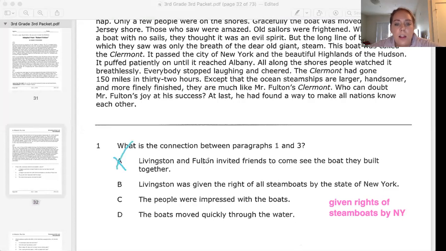Livingston was given the right of all steamboats by the state of New York. Well, that was mentioned in both paragraph 1 and paragraph 3, so this is a possible answer. The people were impressed with the boats.